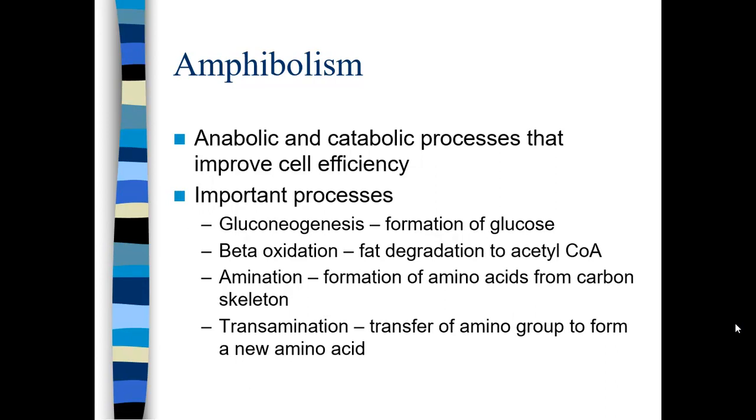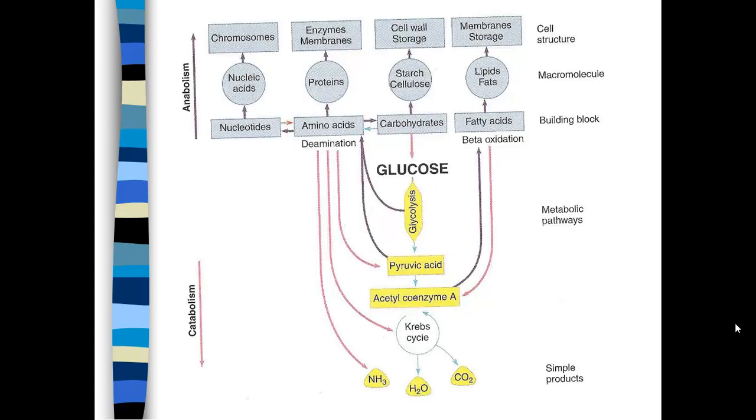Instead of glycolysis, you can have gluconeogenesis, which is the formation of glucose. Instead of the buildup of lipids, you can have beta oxidation, which is fat degradation to acetyl-CoA. Instead of deamination, you can get amination to form amino acids from compounds like pyruvate. And then you can also have transamination, where you transfer amino groups to form new and different amino acids in order to have the complete version of 20 amino acids for the production of proteins. So glucose can go in a variety of directions.